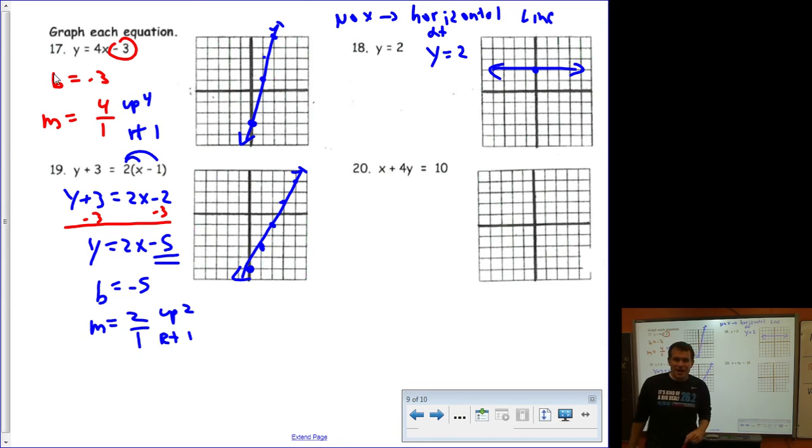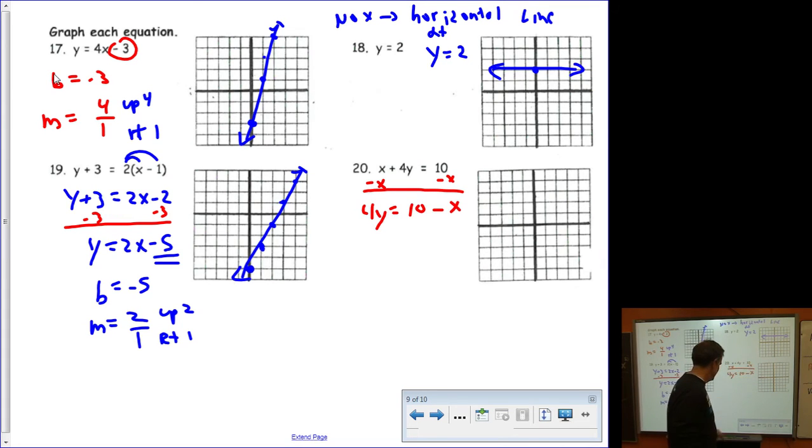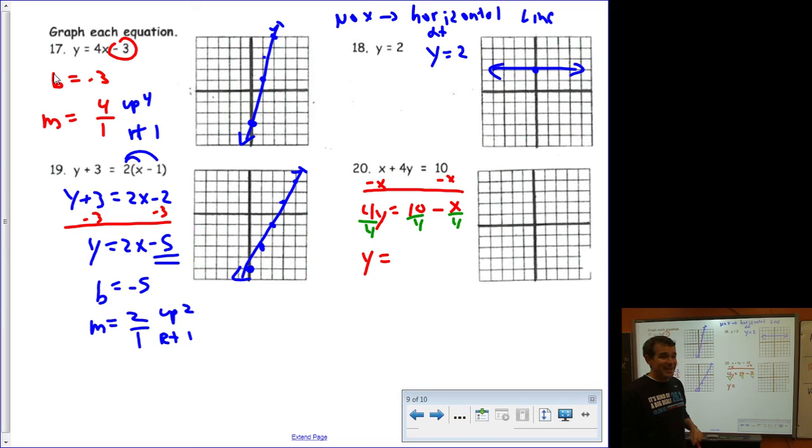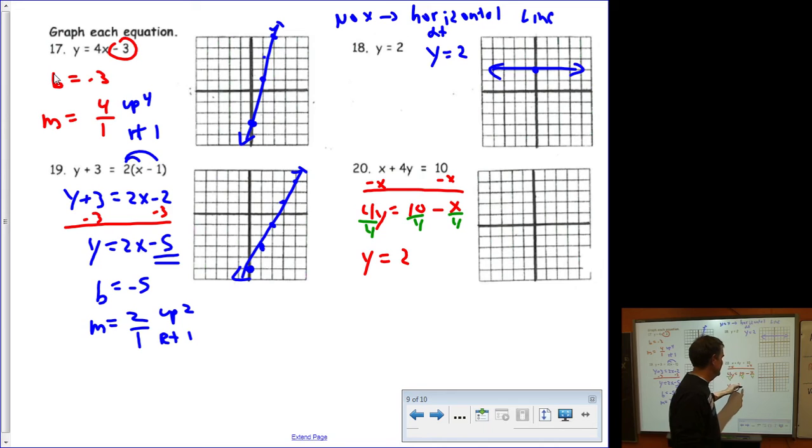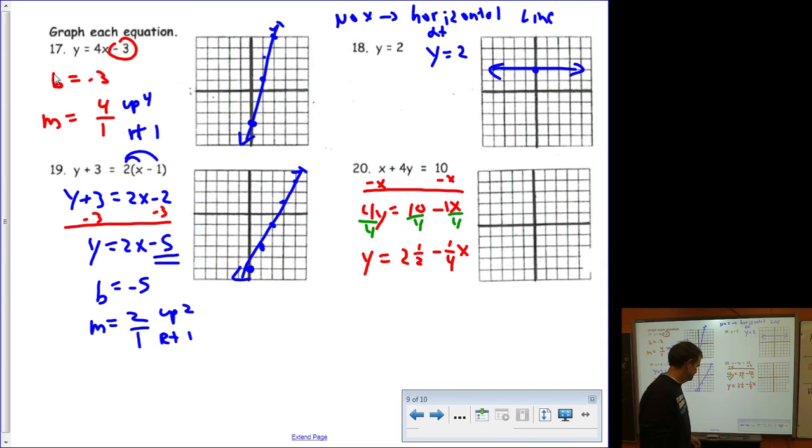Number 20 is also not in slope-intercept form, so to graph it, first I'm going to put it in slope-intercept form. I might subtract x from both sides, and then divide everything by 4. This gives me y equals, now 10 divided by 4 is a decimal, but I don't mind the y-intercept being a decimal or a mixed number. The y-intercept is 2 1/2. X divided by 4 is really 1x divided by 4, so that'd be -1/4 x.